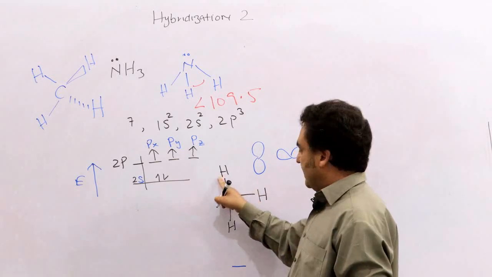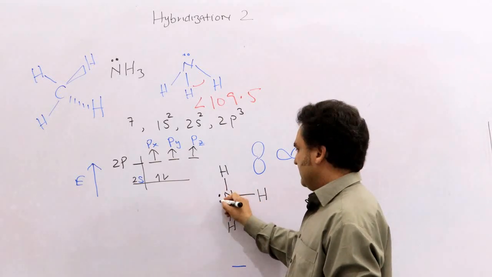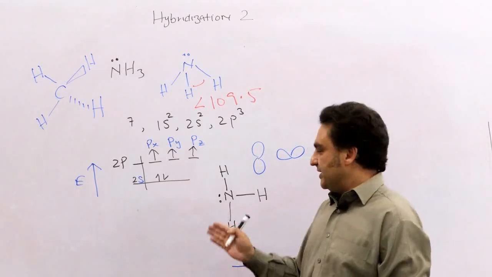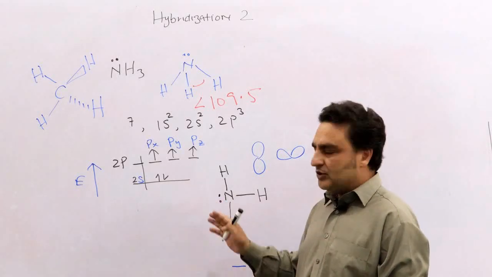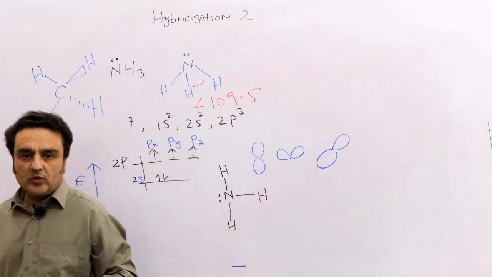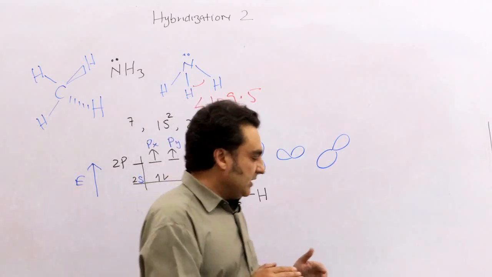90 degree, 90 degree and 180 degree. Here the nitrogen keeps its lone pair, or non-bonding electrons, in the 2s orbital. Okay, let's see whether this molecule is correct or not.